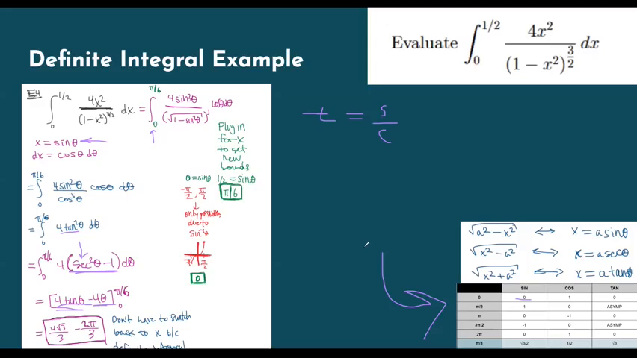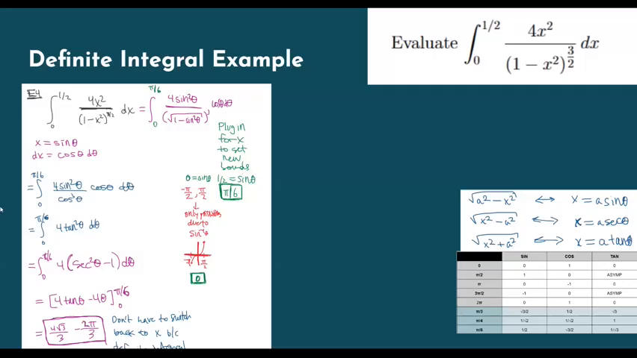Oh, sorry, that's not how it would be, actually. Never mind. So sorry about that. The thing is, you do not actually plug in for theta, you plug in for x because these are your x values. So it would be 0. The correct thing is 0 equals sine theta, and then you would do arc sine of 0 equals 0. And then plug in 1/2 here, arc sine of 1/2 equals pi over 6.